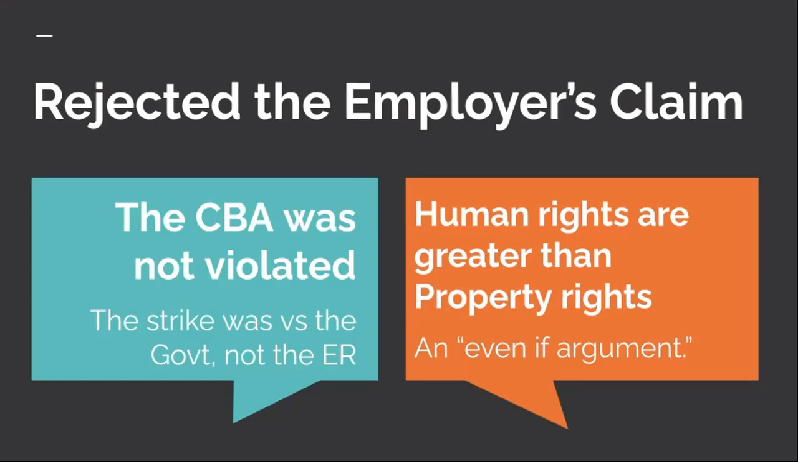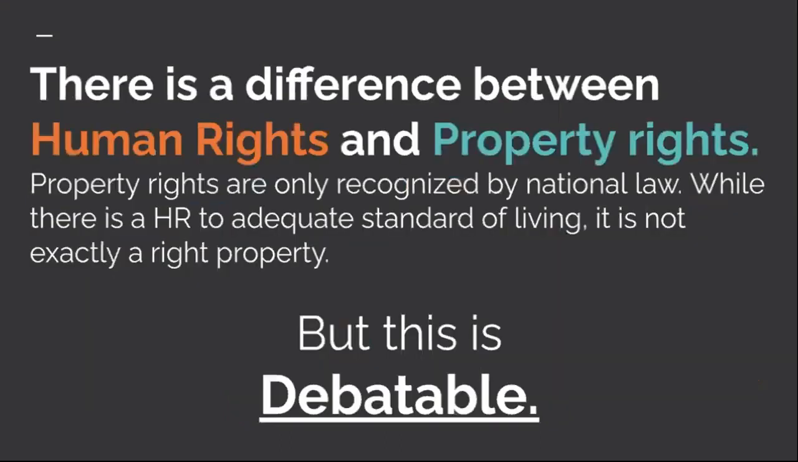And just like this is me doing the devil's advocate thing, I think what the Supreme Court can say is there really is a difference between human rights and property rights. This is the traditional view. There really is a difference because generally, property rights are state given. They only exist if the state recognizes it. So while there is a human right to an adequate standard of living, which I foreshadowed earlier, that does not necessarily equate to a right to property.